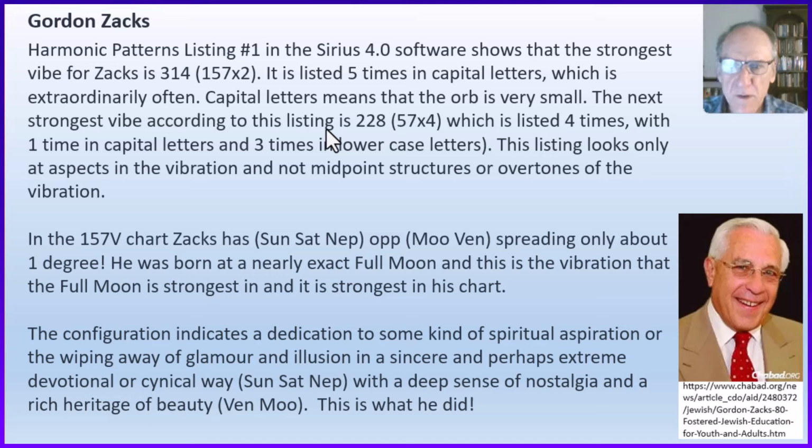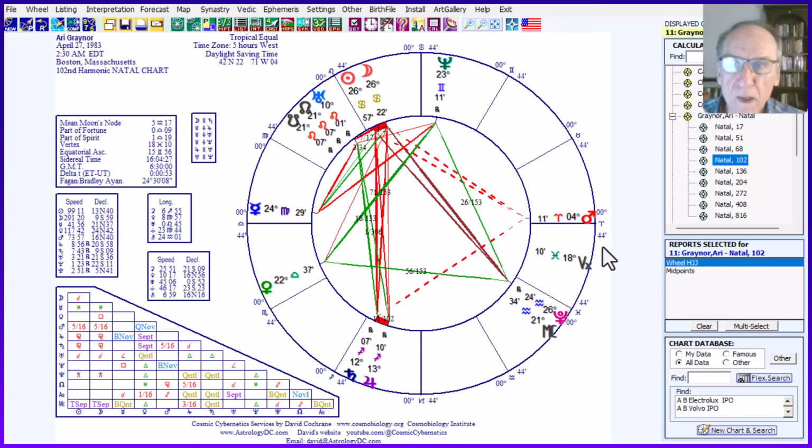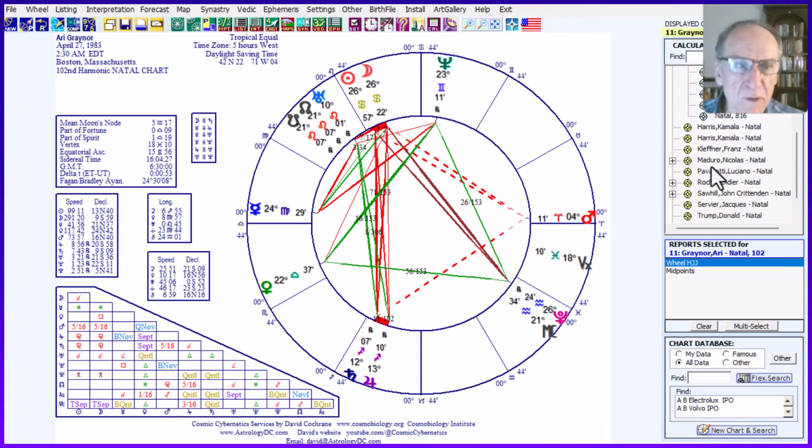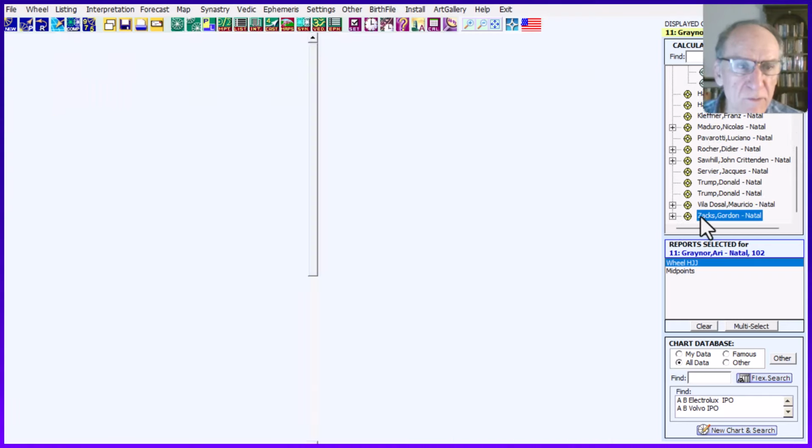314 vibration. Let's look at his 314 vibration chart. And we looked at Ari Grainer. So let's look at Gordon Sachs. That's his birth chart.